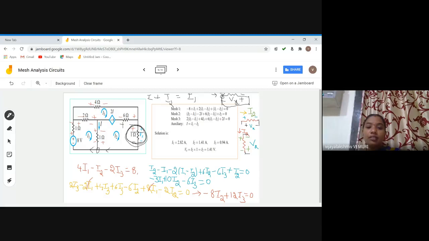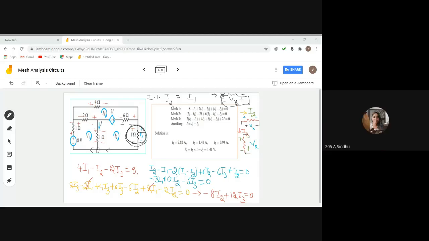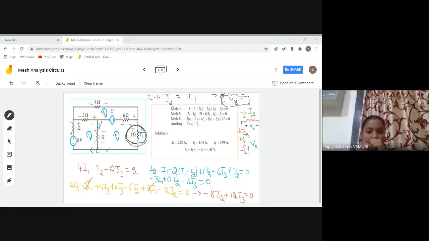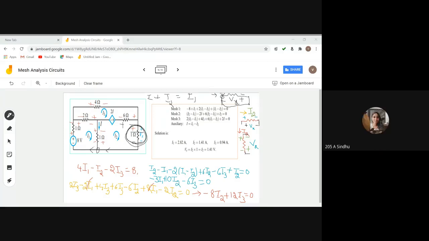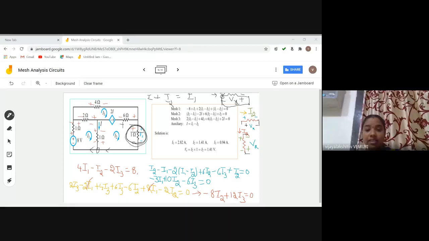If you have any doubt, you can ask me with this problem. Yes, ma'am? And the second case equation. The second case equation, you want. Wait, hold on. Second case. Okay. I'll just erase this.